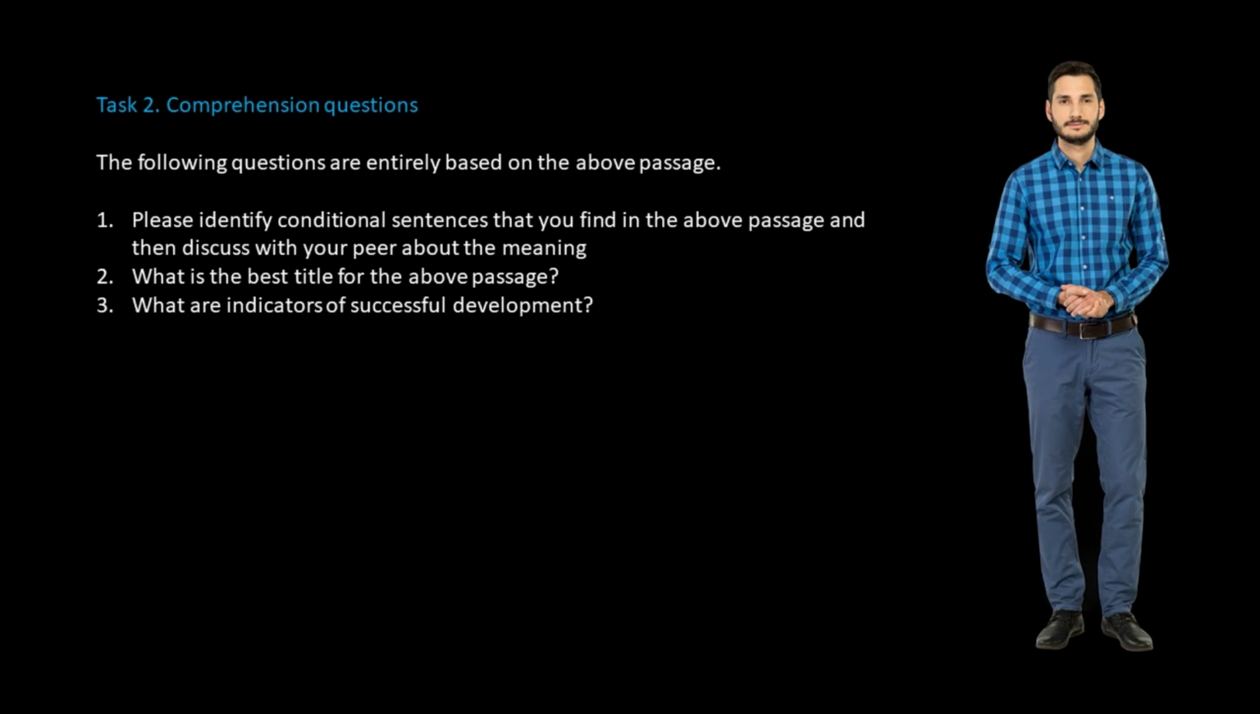Task 2. Comprehension questions. The following questions are entirely based on the above passage. 1. Please identify conditional sentences that you find in the above passage, and then discuss with your peer about the meaning. 2. What is the best title for the above passage? 3. What are indicators of successful development? Please do the task. You can pause your video while completing the task.